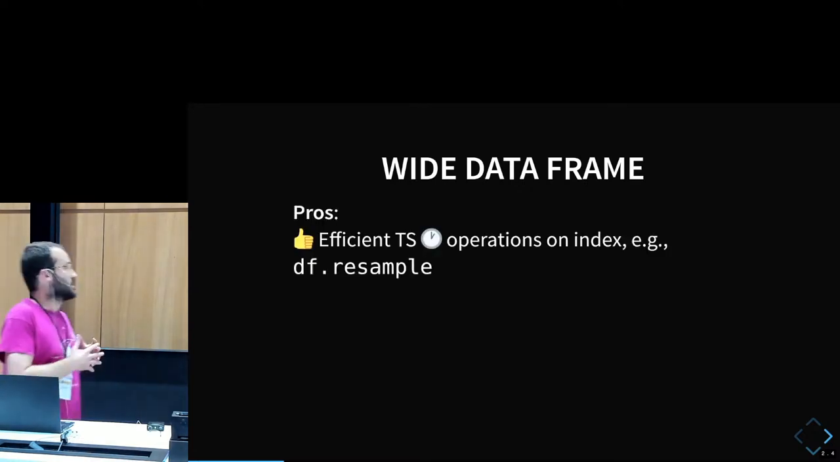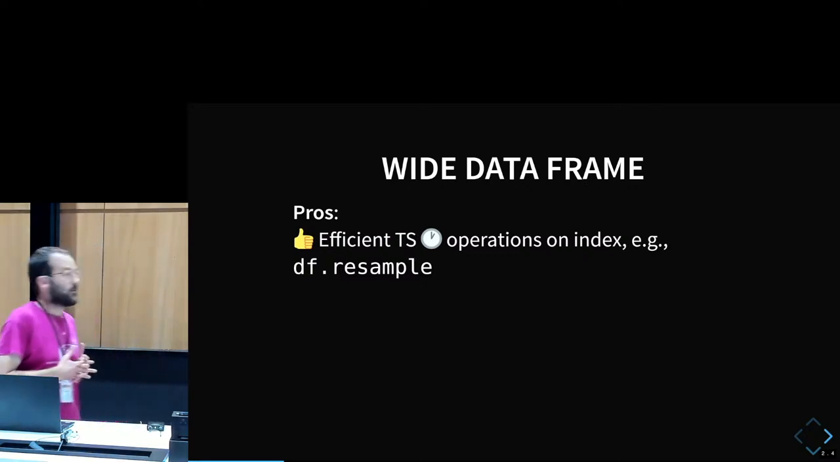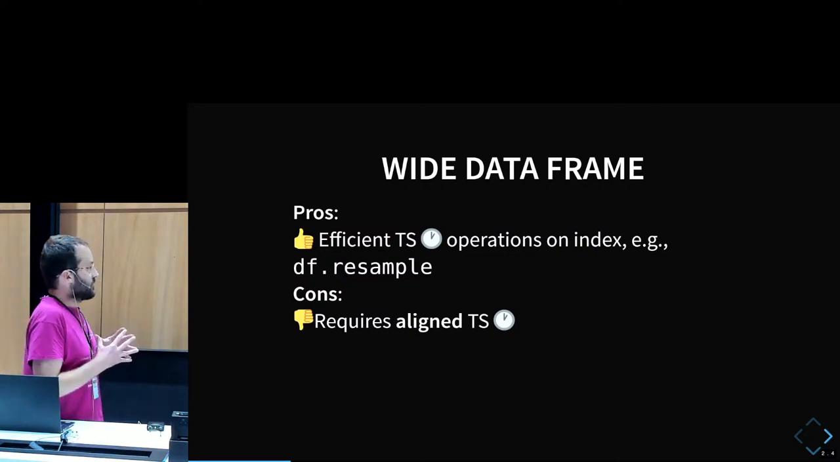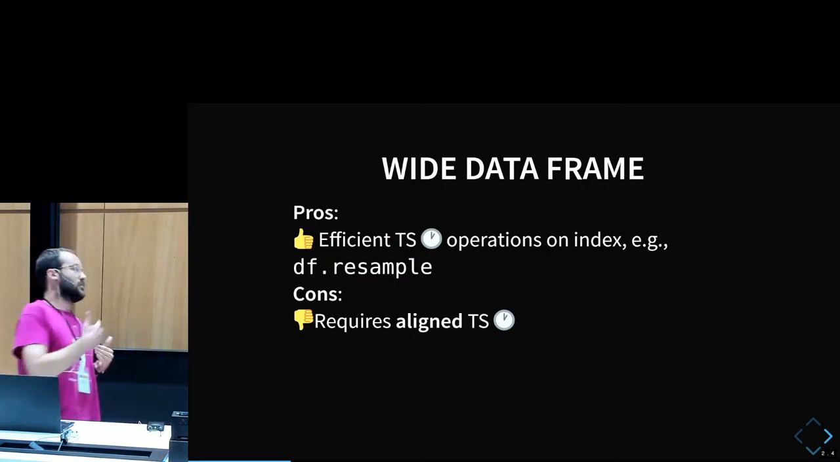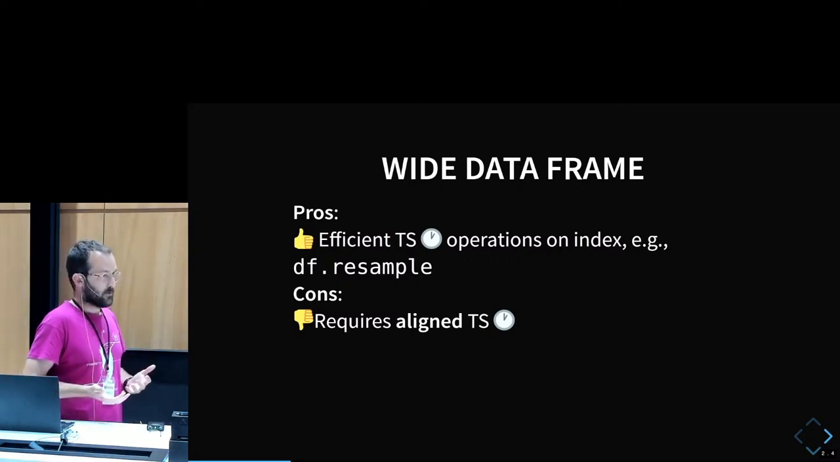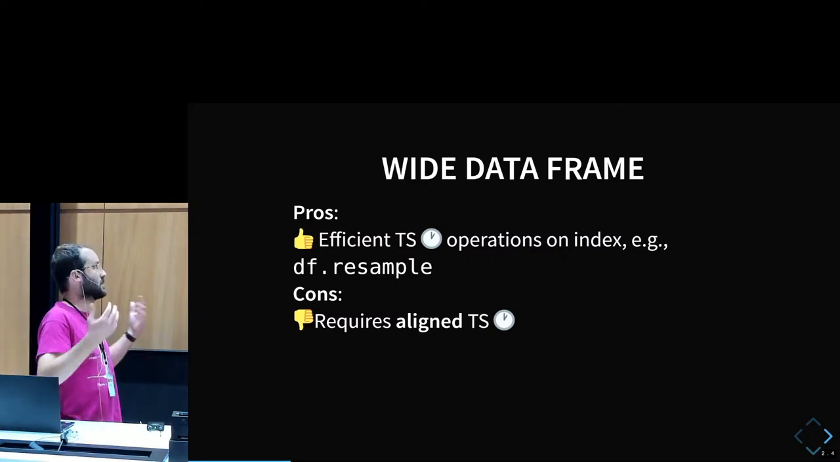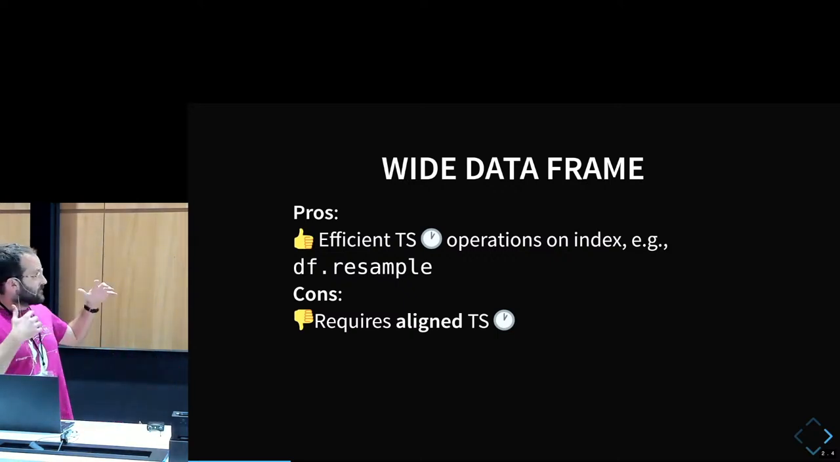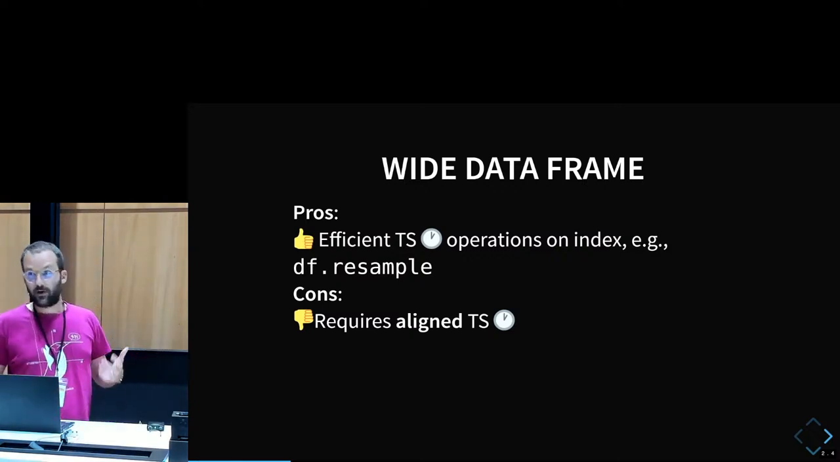The pro of this is that since we have a unique index, we can very easily use pandas to perform time series operations like resampling and so on. But the con is that the time series need to be aligned, and by that I mean each station should have the same resolution or cover the same periods. A station might have a maintenance period in which it has no data. So if this data is very different across stations, we would have a quite sparse data frame with a lot of null values, probably.